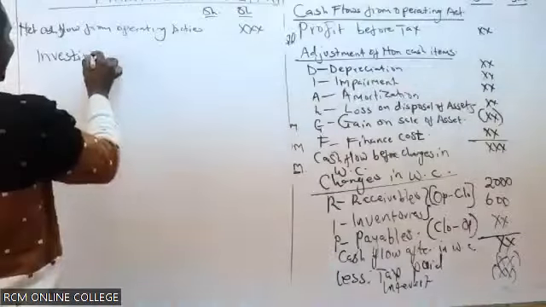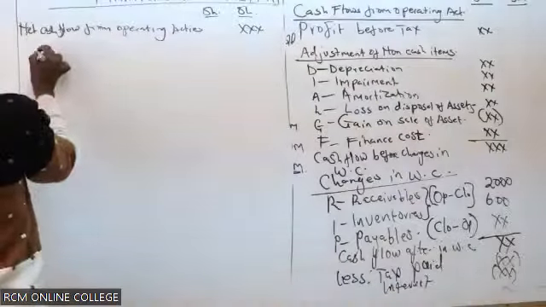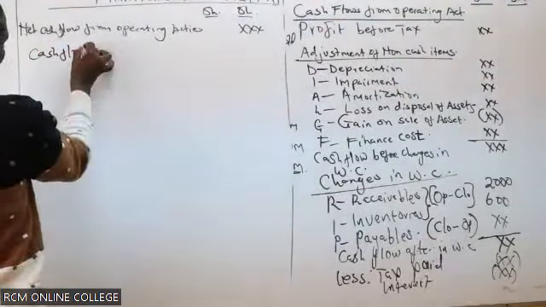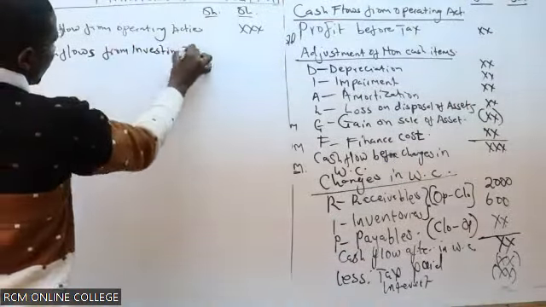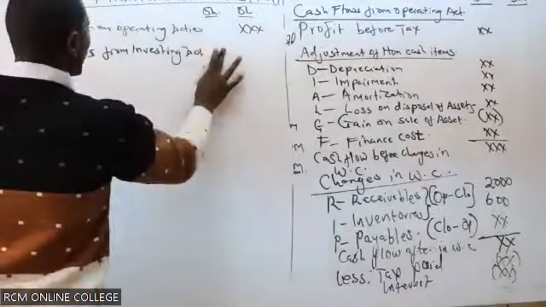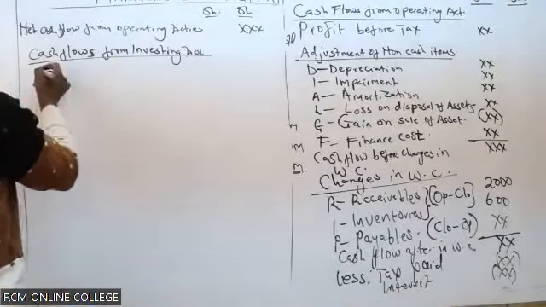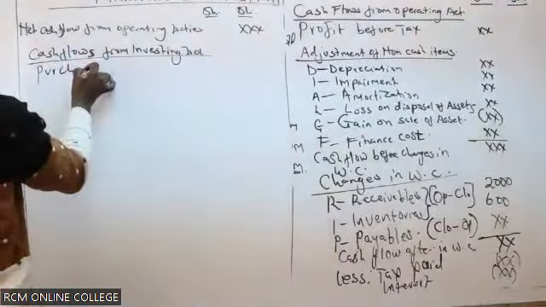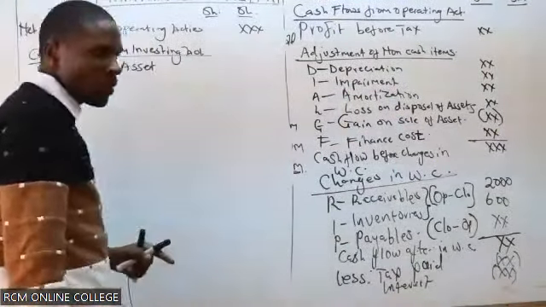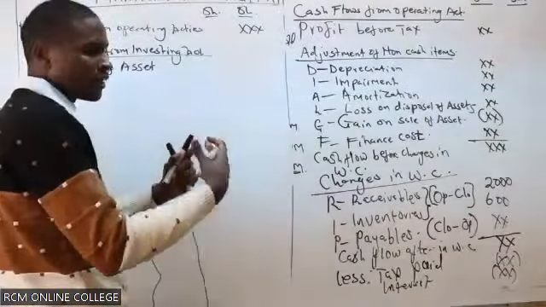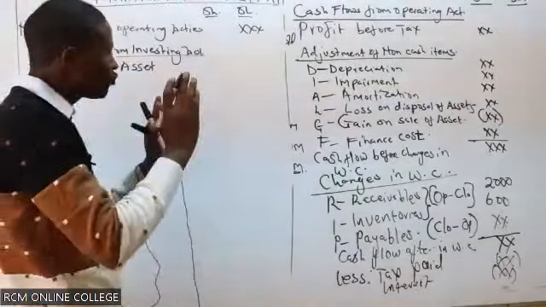Investing activities. Cash flow from investing activities. This one, you come and hear the examiner. When they see this, I know this is more dangerous. Purchase of asset. Now I want us to look at it: if we purchase an asset, what happens to our cash? Very fast, let us finish this. What happened to the cash? We look at cash here. It reduces.